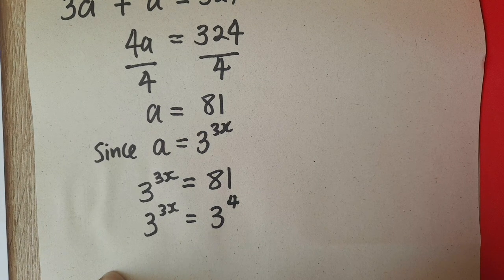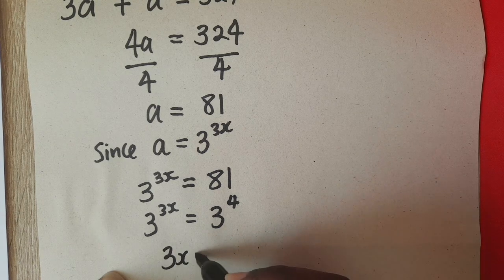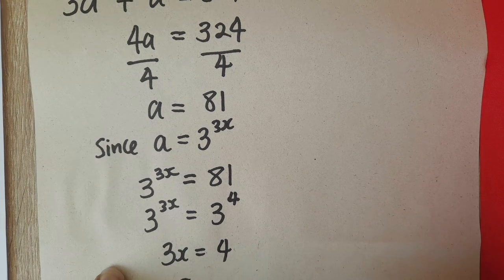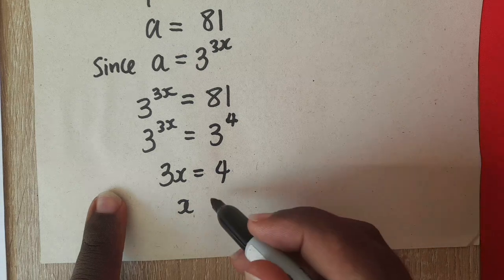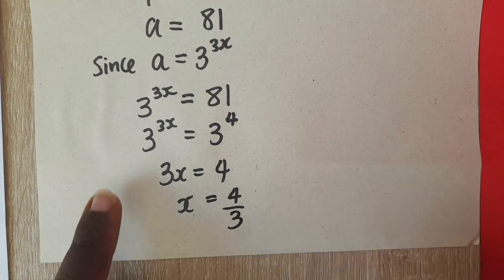And now, because both sides have the same base, we can set the two exponents equal to each other. So 3x equals 4, and then this is a one-step equation. Divide both sides by 3, and our answer is 4 over 3.